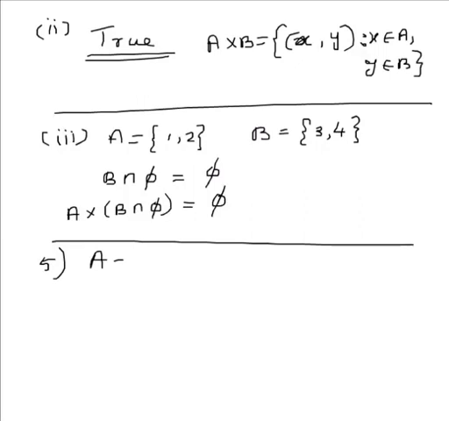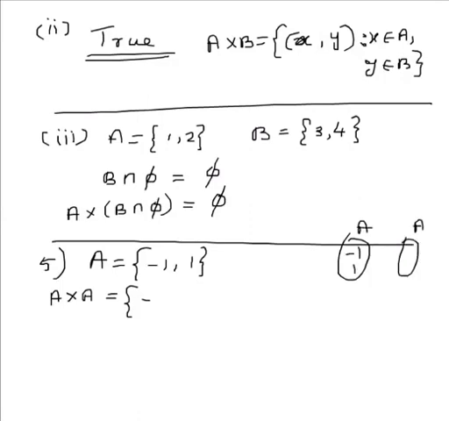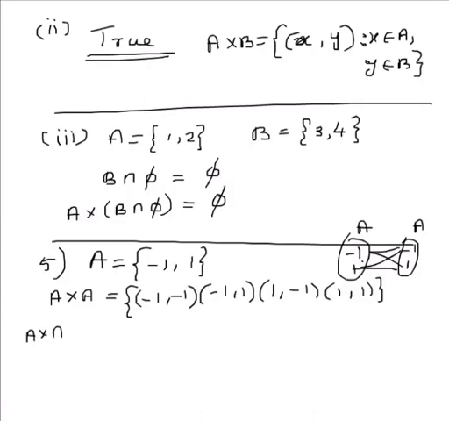Question 5. Set A is given as {-1, 1}. We have to write A cross A. Let us first write the Cartesian product of A and A. It is (-1, -1), (-1, 1), (1, -1), (1, 1). So 4 elements. Now let us write A cross A.